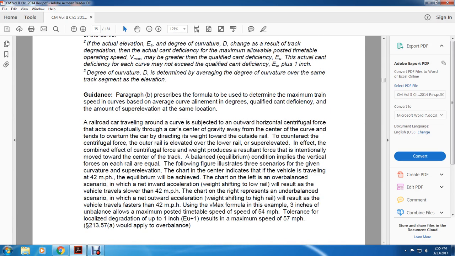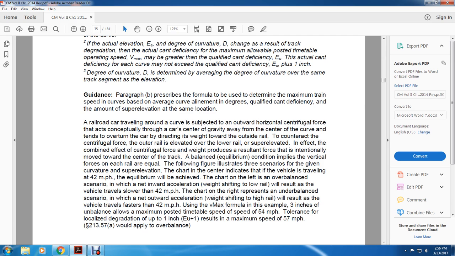Alright, guys, paragraph B prescribes the formula to determine the maximum train speed of the curve, based on the degree of the curve, the cant deficiency, and the amount of super elevation at the same location. A railroad car traveling around a curve is subject to an outward horizontal centrifugal force acting at the car's center of gravity. This turns the car's weight toward the outside rail, counteracted by the elevated outer rail. The combined effect of centrifugal force and weight produces a resultant force directed toward the center of the track, and the balance is the equilibrium condition, with the vertical force areas equal.